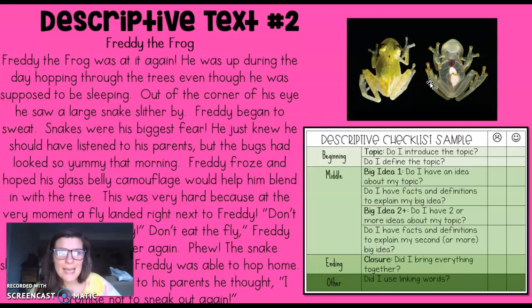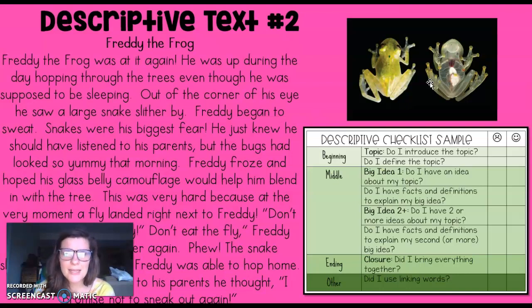Freddy the Frog was at it again. He was up during the day, hopping through the trees, even though he was supposed to be sleeping. Out of the corner of his eye, he saw a large snake slither by. Freddy began to sweat. Snakes were his biggest fear. He just knew he would have listened if he had listened to his parents, but the bugs had looked so yummy that morning. Freddie froze and hoped his glass belly camouflage would help him blend in with the tree. This was very hard because at the very moment a fly landed right next to Freddie. Don't move! Don't eat the fly! Don't eat the fly! Freddie thought over and over again. Phew! The snake slithered on his way, and Freddie was able to hop home. As he snuggled in next to his parents, he thought, I promise not to sneak out again.